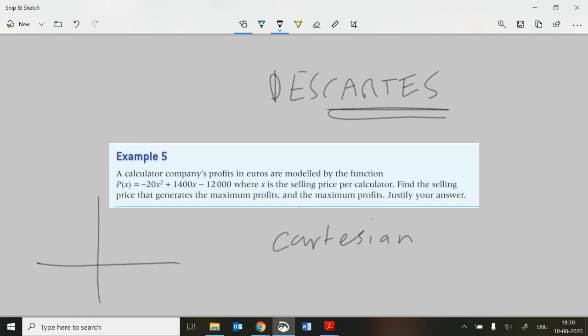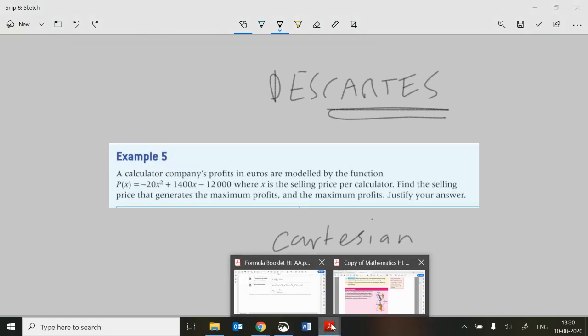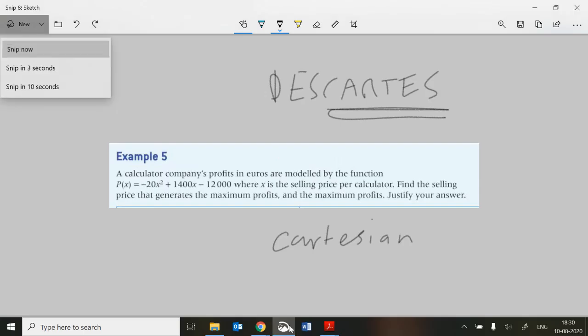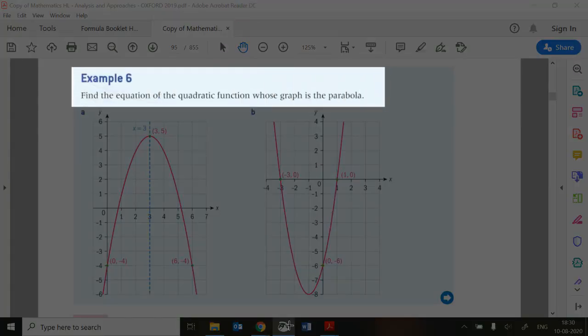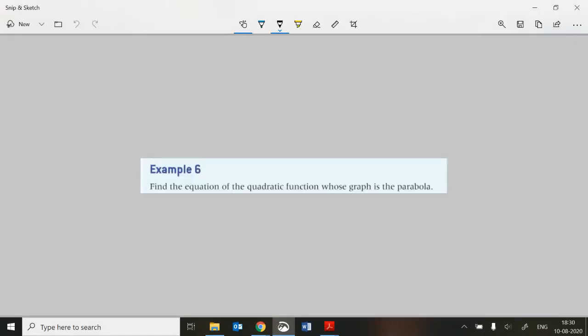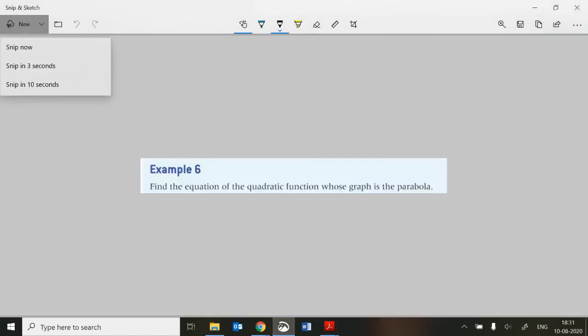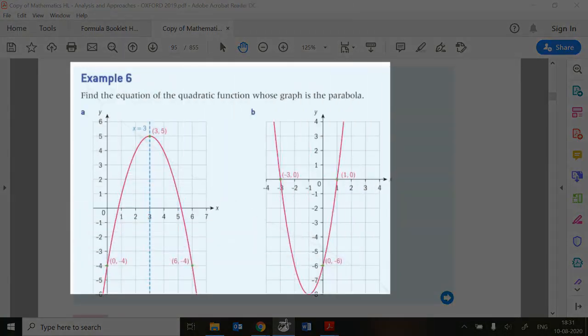Cartesian geometry is all about the coordinate grid. Okay, so Cartesian grid. Right, so next one then. Little diversion there. So now we've got example number 6. It says: find the equation of the quadratic function whose graph is the parabola. Missed something here. There we go, those parabolas. Those are the answers.